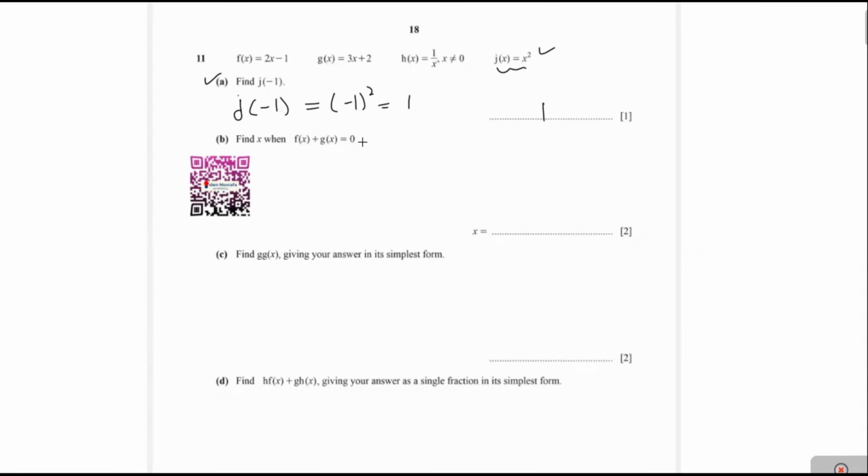Next is f of x plus g of x equal to 0. Now we write f of x value is 2x minus 1 and g of x value you see here is 3x plus 2. That's equal to 0. Therefore, that's 5x plus 1 equal to 0. Then x will be equal to minus 1 over 5. And this is the answer. Next is part C. Find gf of x. Give your answer in the simplest form.